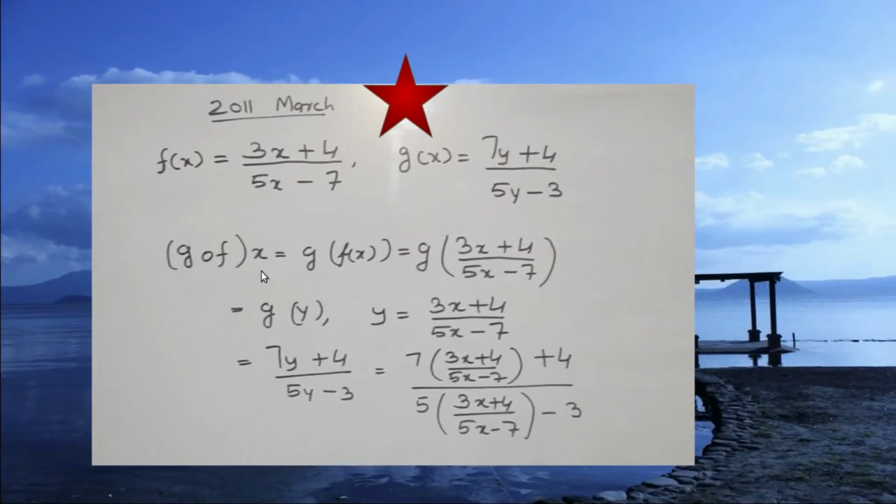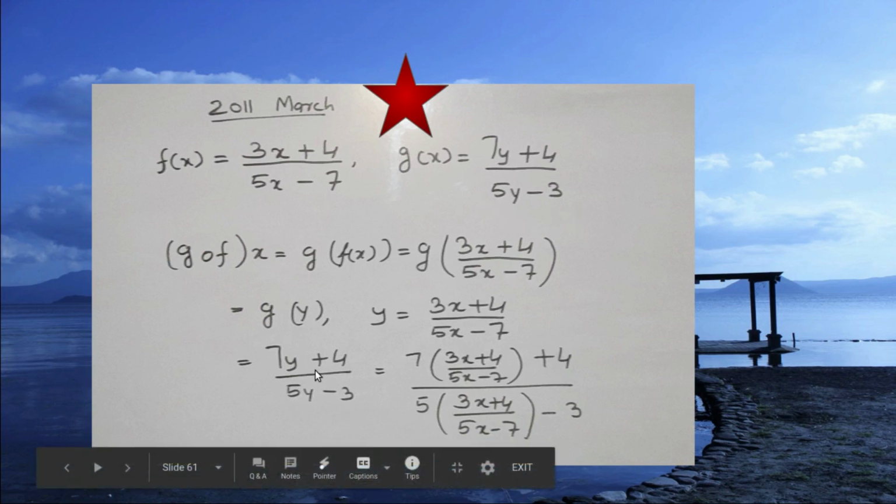Now g composite f of x is g of f of x. Now write f of x. f of x is (3x plus 4) divided by (5x minus 7). This is our f of x. Now take this expression as y, so this reduces to g of y. g of y is (7y plus 4) divided by (5y minus 3). Now y is (3x plus 4) divided by (5x minus 7).